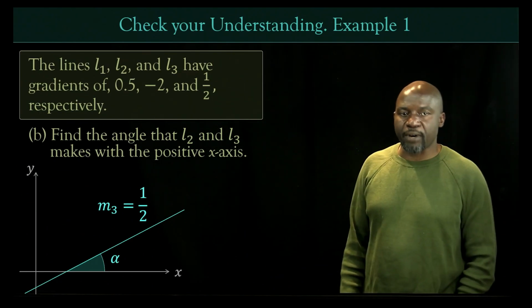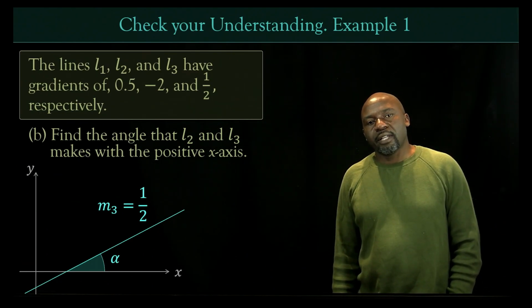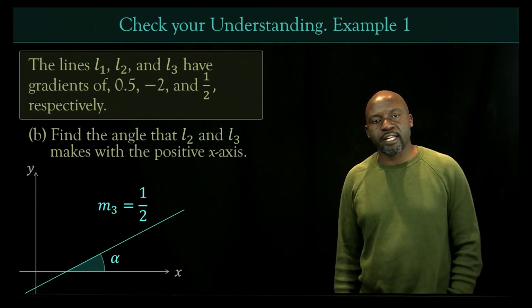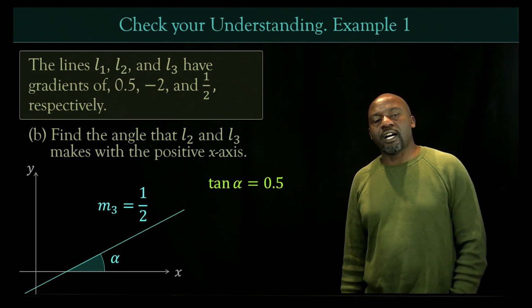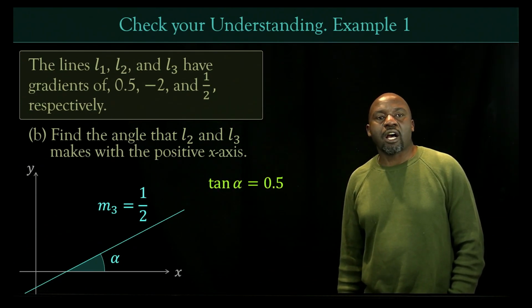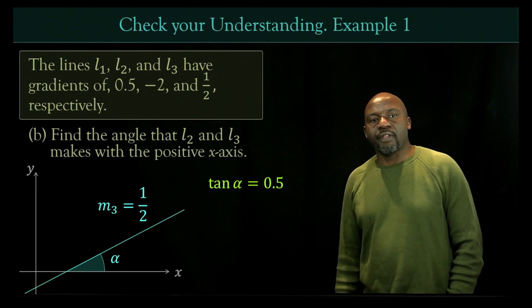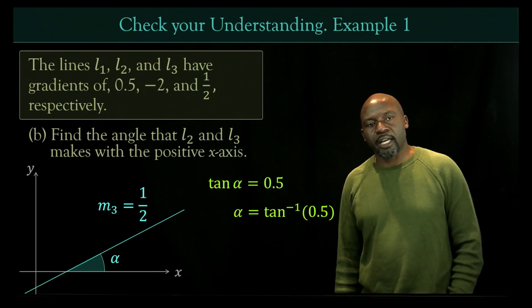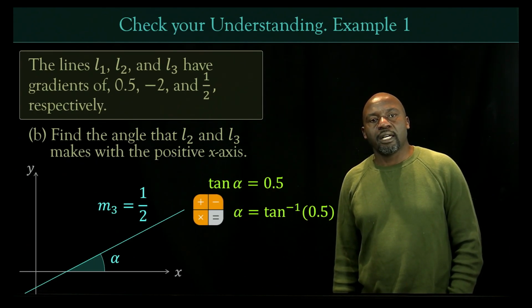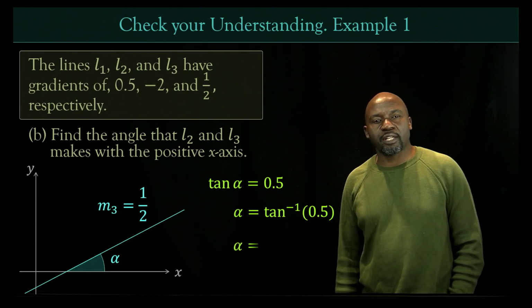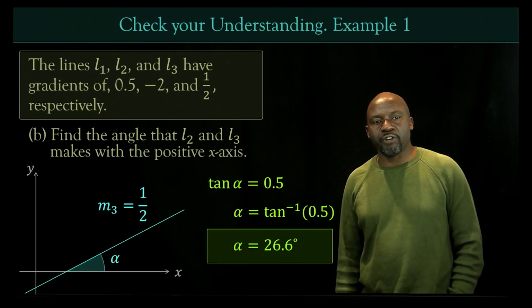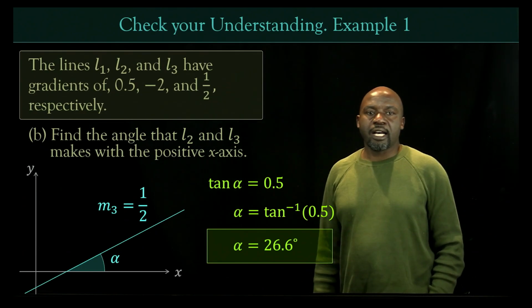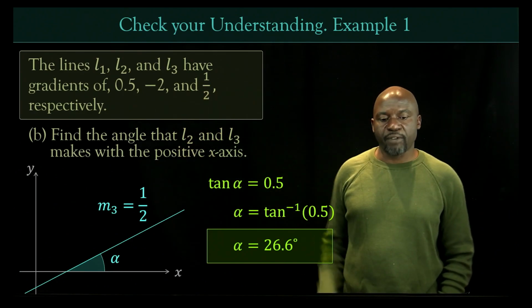Let's call that angle alpha. Well, the tangent of the angle that the line makes with the positive x-axis must be equal to the gradient. We are saying that tan alpha must be equal to a half, or 0.5. And that means alpha must be arctan 0.5. Plug that into a calculator and you will get that the angle is about 26.6 degrees. Right. So that is the angle that line 3 makes with the positive x-axis.